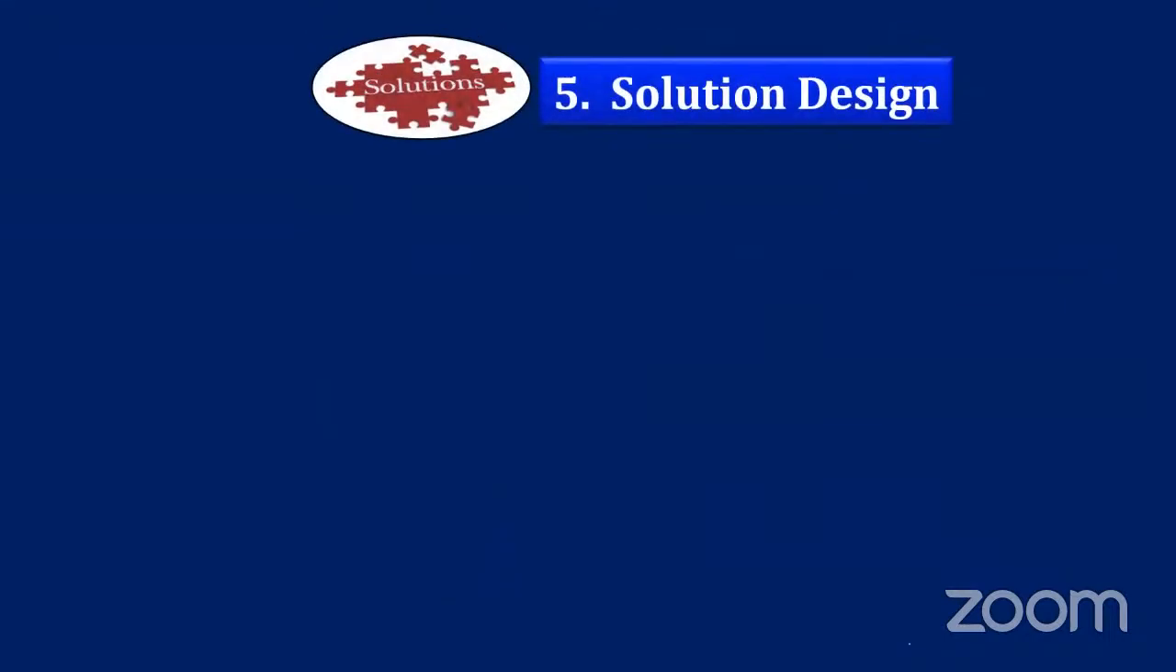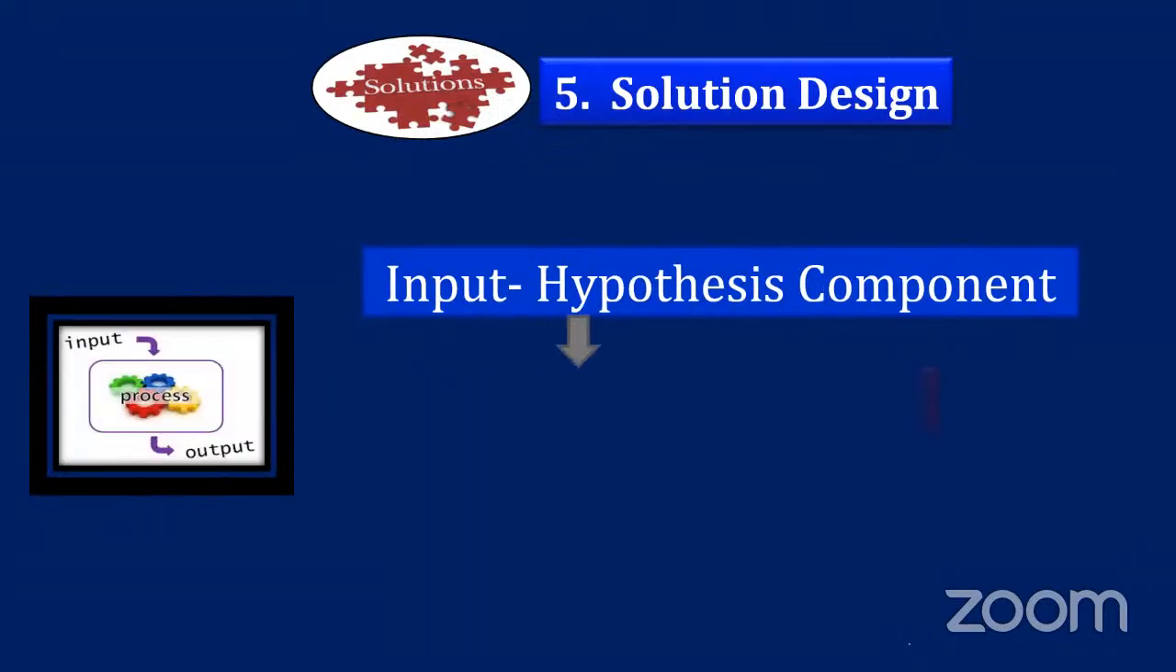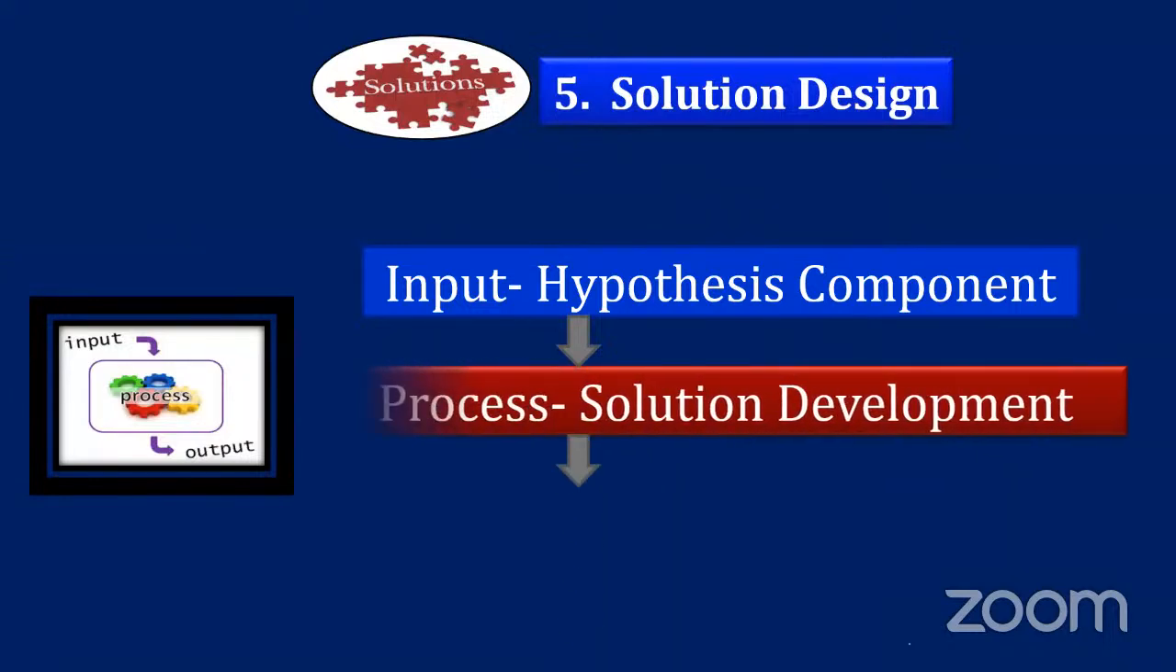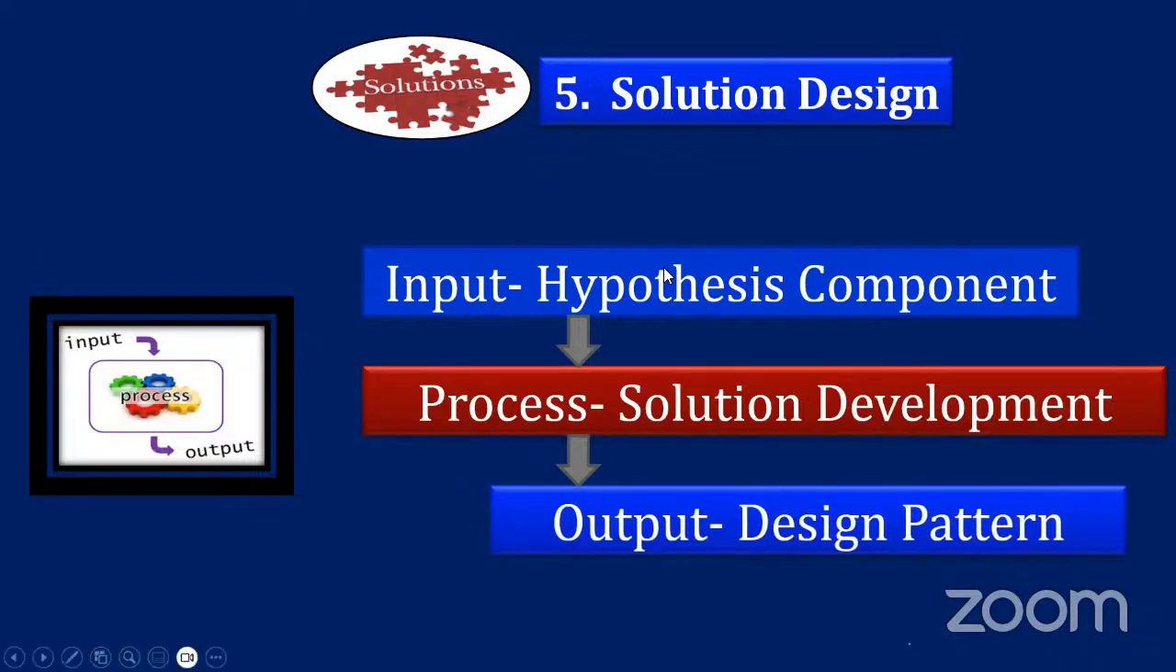Whatever we have told in our title, design and development of an efficient tool for power management in embedded operating system. So the hypothesis component which we generated in our 4th stage, solution analysis, will go as input here. The process will be the actual solution development, क्योंकि design and development दोनों चीजें हमने बोली हैं. So the process will be solution development, and the output will be the design pattern.